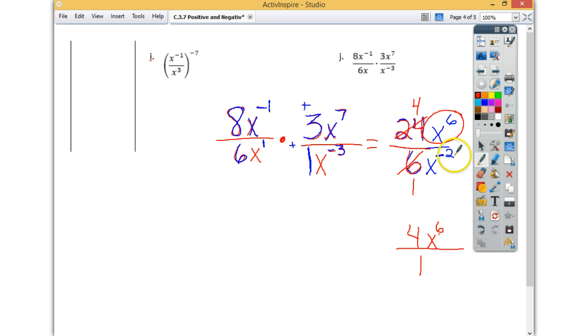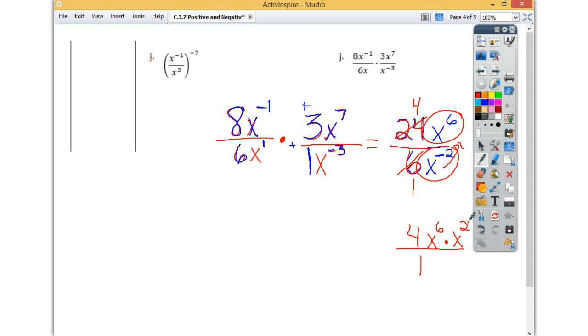X to the 6th. How about x to the -2? Does that stay or go? It goes. We will send that upstairs to change its attitude, the reciprocal. So I'll move that up here. I'm going to have x to the +2. Can I leave my answer like that?